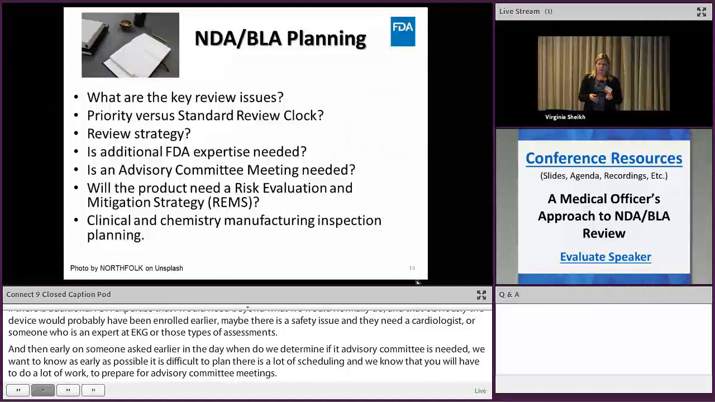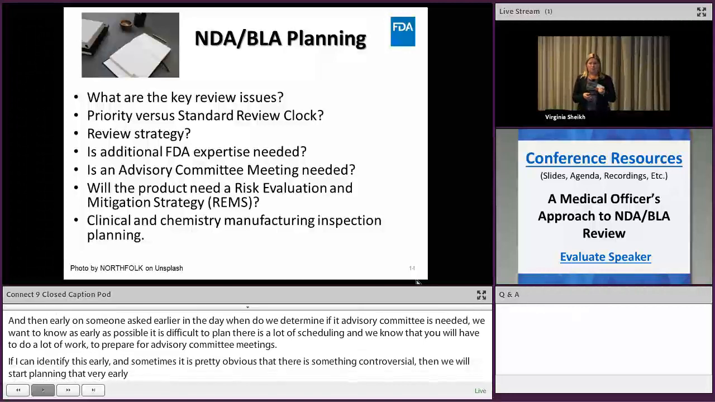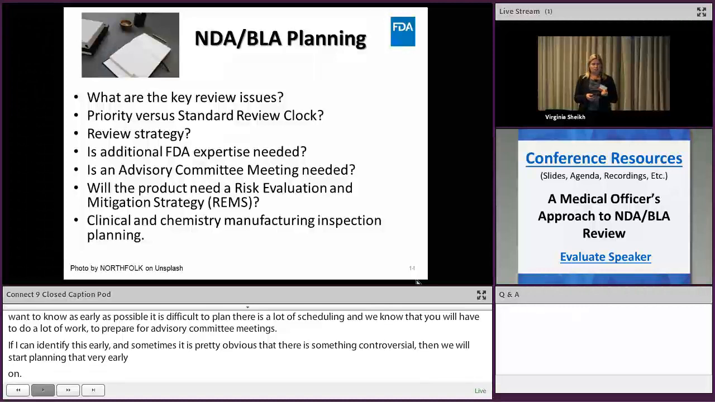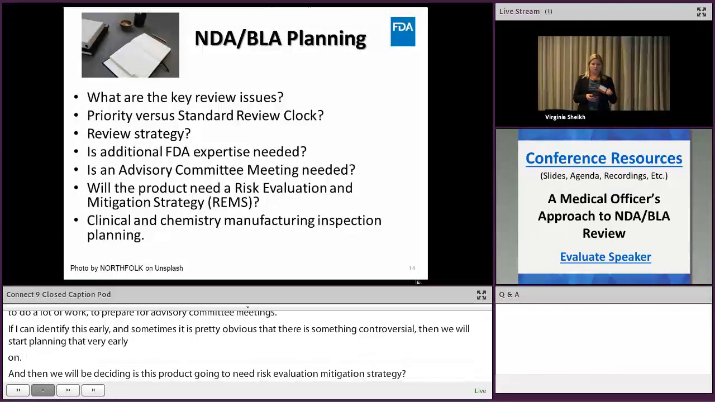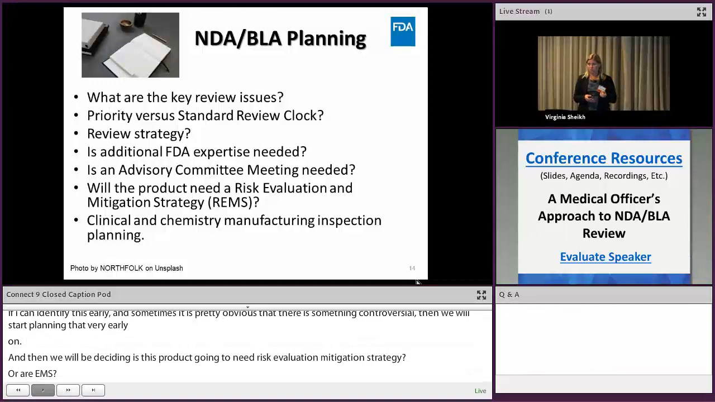And then we'll be deciding, is this product going to need a risk evaluation and mitigation strategy, or a REMS? In addition, we're already starting to talk about the chemistry, manufacturing, inspection planning, because this needs to be done well in advance.